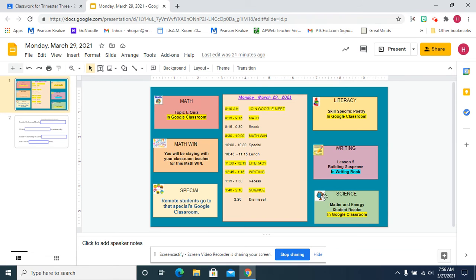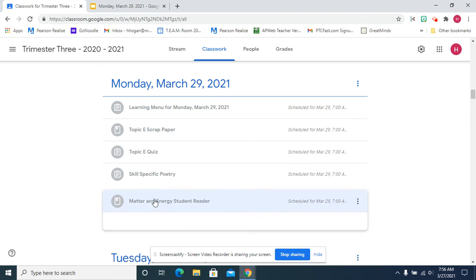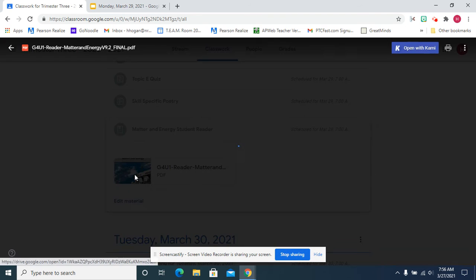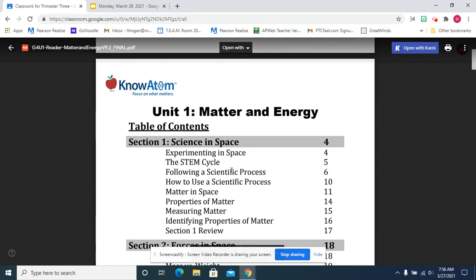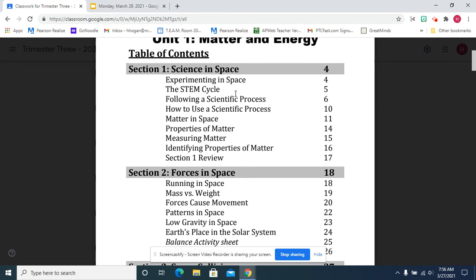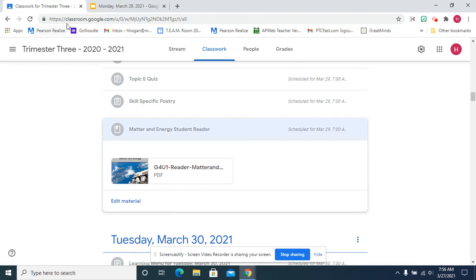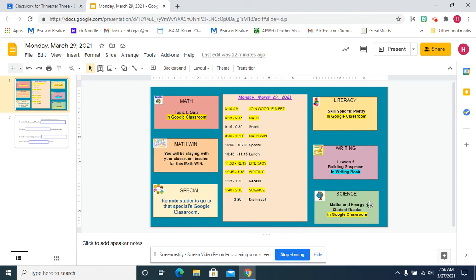After recess, we're going to start science with our matter and energy unit. The student reader is here in case you don't have it, but you should. So we're going to read the student reader. Section 1 is about the STEM cycle, the scientific process, properties of matter, measuring matter, and identifying properties of matter. So we're going to be massing sand and gravel for our first activity, or I should say experiment.